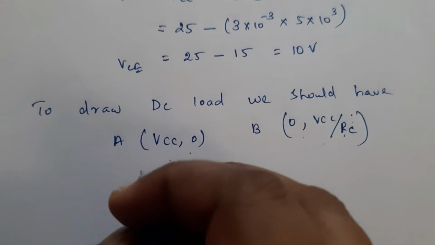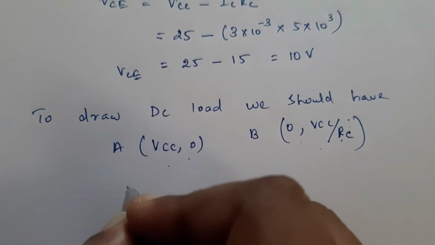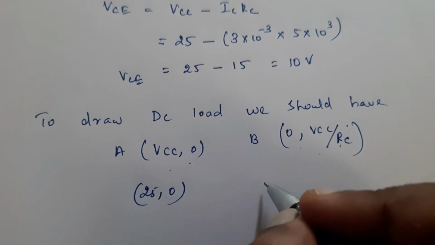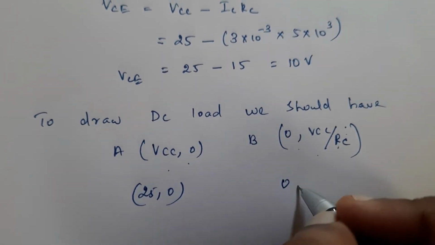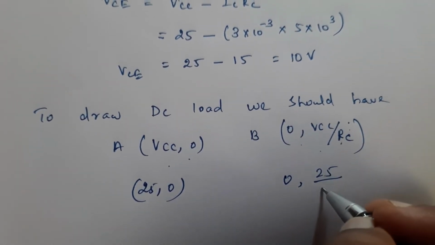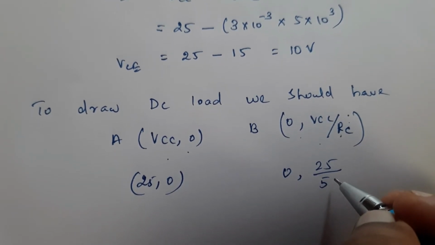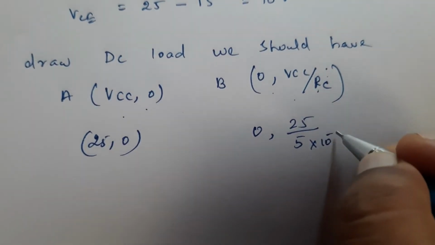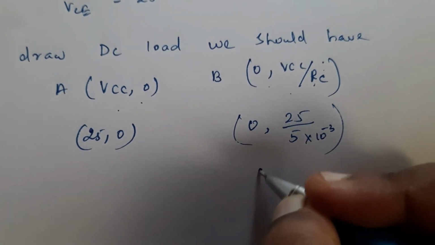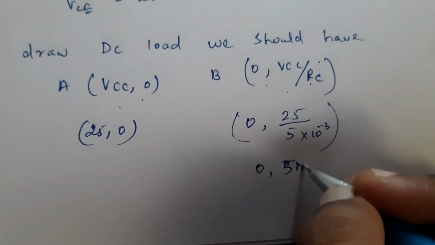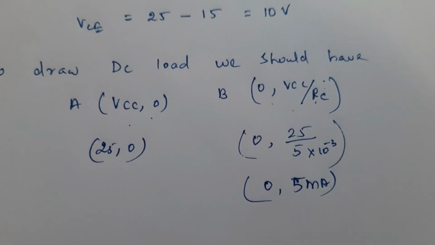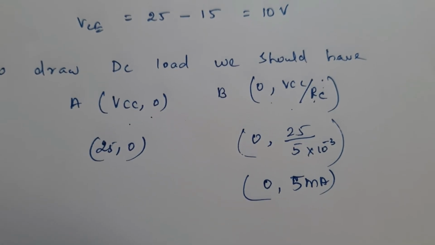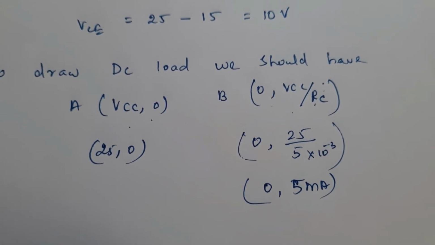Now what is the A point? A point is VCC comma 0. What is the value of VCC? That is 25 comma 0. What is the value of VCC by RC? That is 25 by 5 kilo ohm. So what will you get here? It is 0 comma 5 milliampere. You will get it. Now we have to draw a graph by taking VCE along the x-axis and IC along the y-axis.